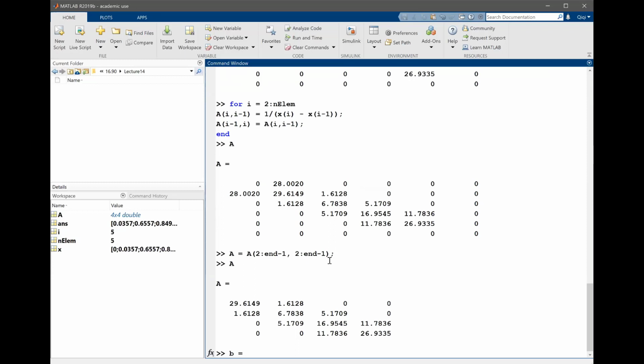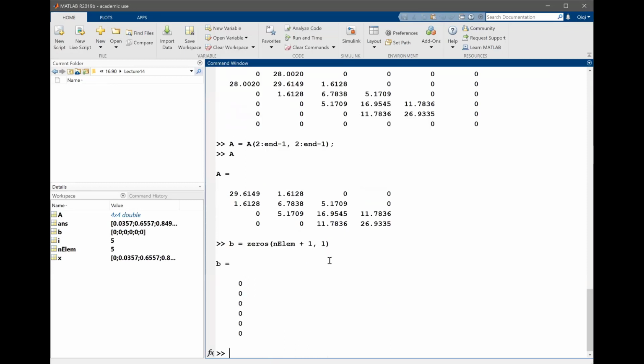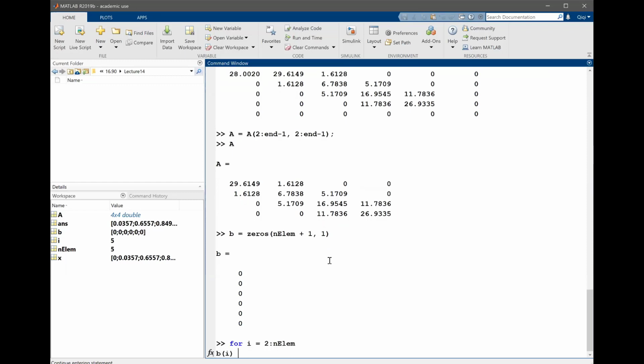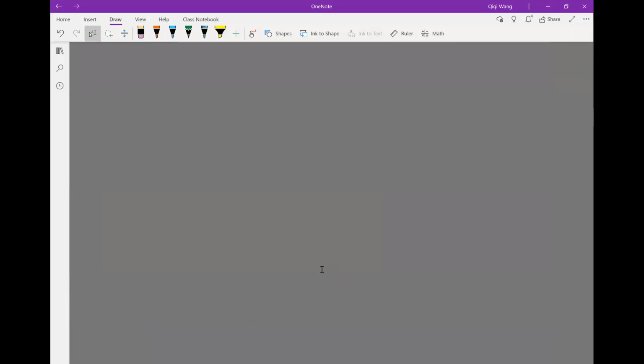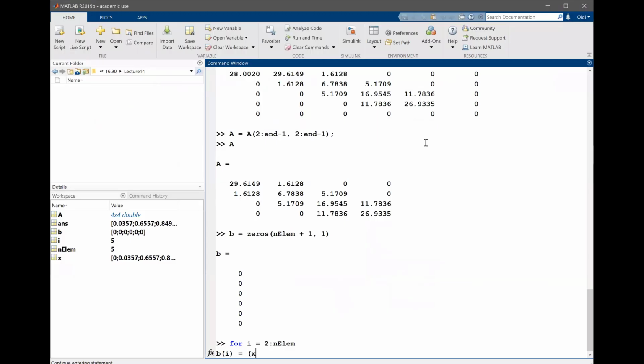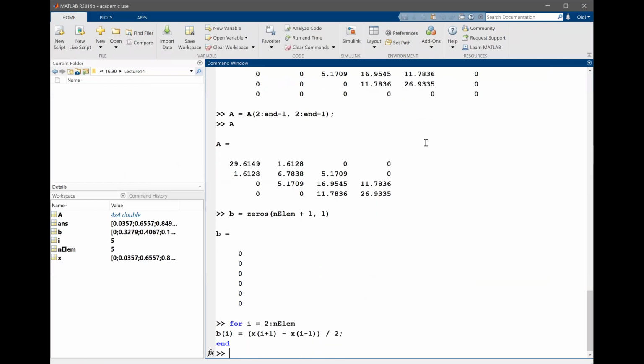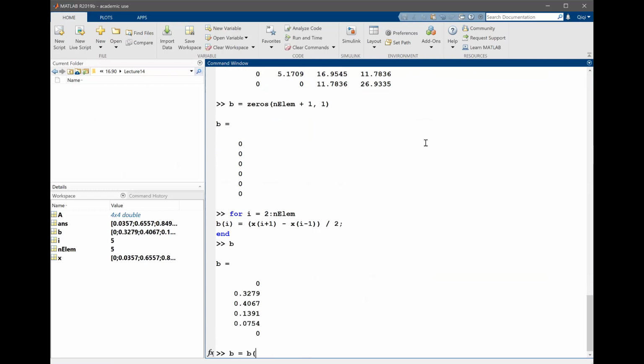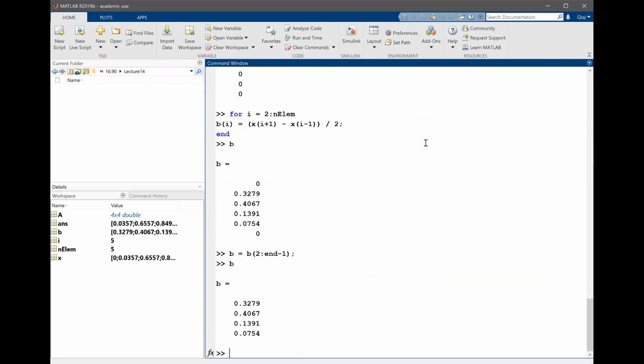Okay, so let's do the same thing for B. We constructed something that includes the boundaries, and we're going to loop over the elements, and bi is going to be equal to, according to our other derivation, the area of the triangle. So it's xi plus 1 minus xi minus 1 divided by 2. So my b is like that. Again, I'm choosing from 2 to n minus 1, so my b is just the middle 4 numbers.